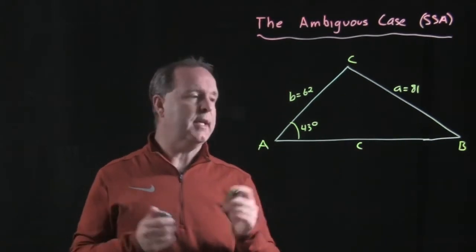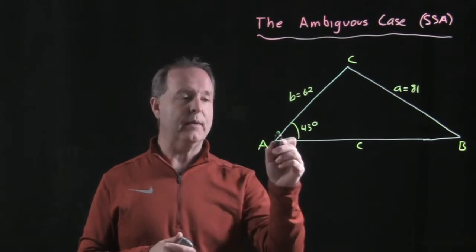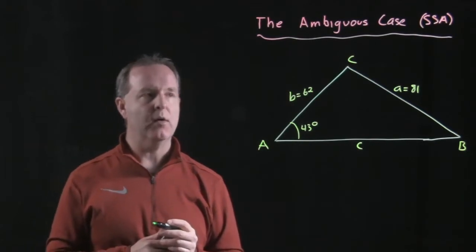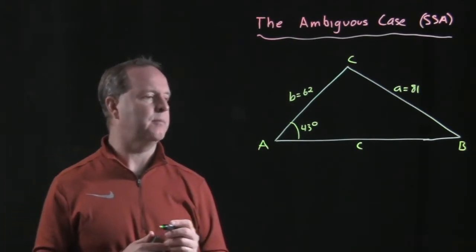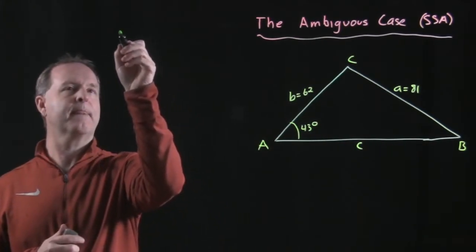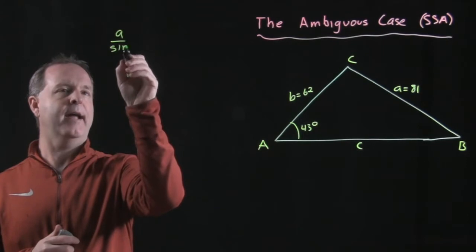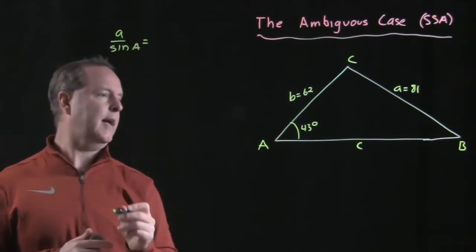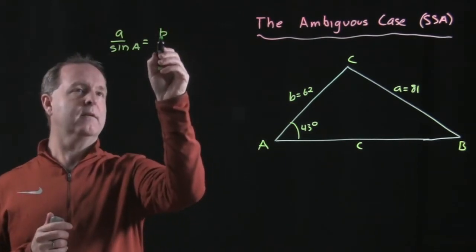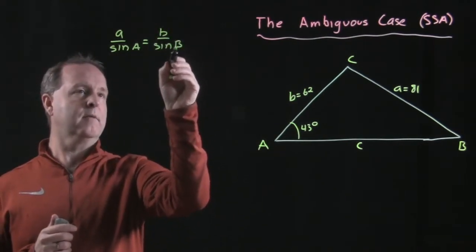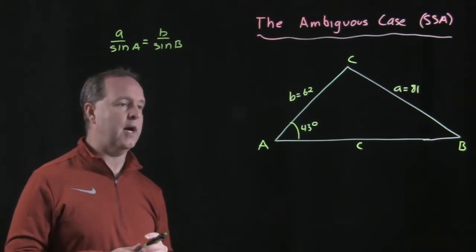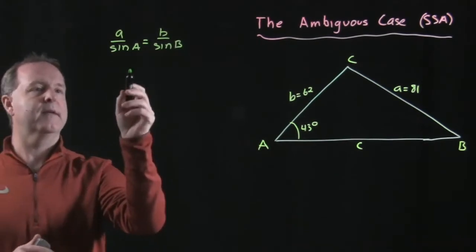Let's begin looking at what we can discover. I already have a relationship established, a ratio of a to its angle, so I know that I can use the law of sines with that particular part in place. So I will do a over the sine of A. I know b, so I'm going to use b over the sine of B. Out of all four of those, I know three of them. The one I do not know is the sine of B. So let's solve for the sine of B.